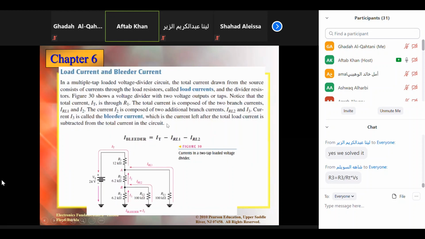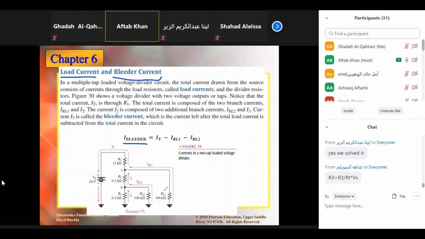Next is load current and bleeder current. What is a load current? The current which flows in the load is called load current. The current which is left behind after subtracting the load current from the total current is called the bleeder current. Yani, what is a bleeder current? IT, total current, minus IRL1, yani current through load 1.